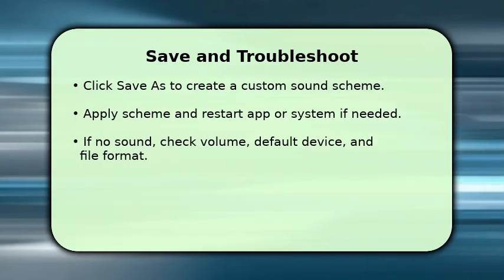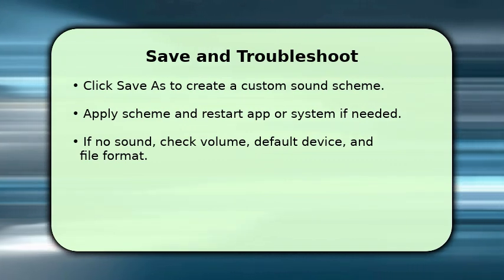Click Save as to create a custom sound scheme name so you can revert later, then click OK or Apply. Once applied, restart the app or system to ensure the new notification sound registers. Many apps only reread sounds at launch.